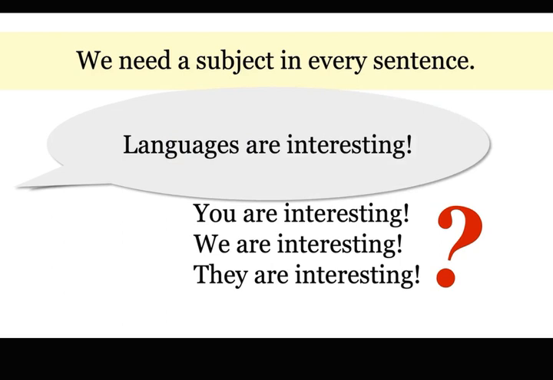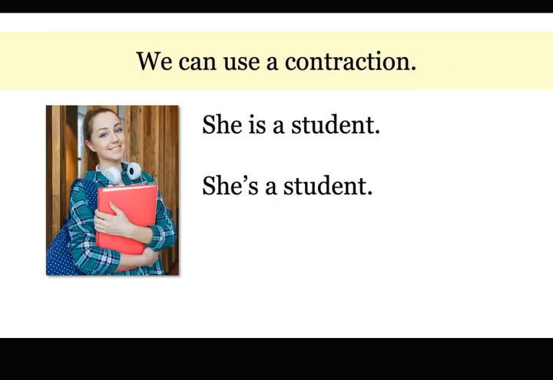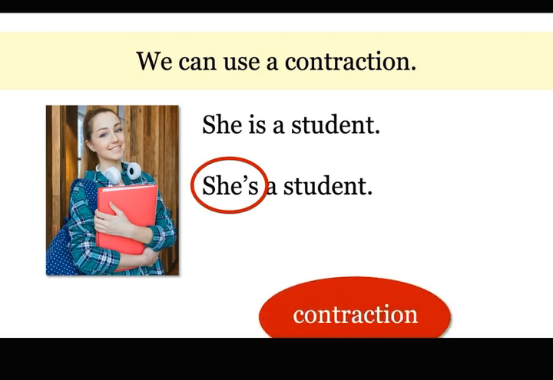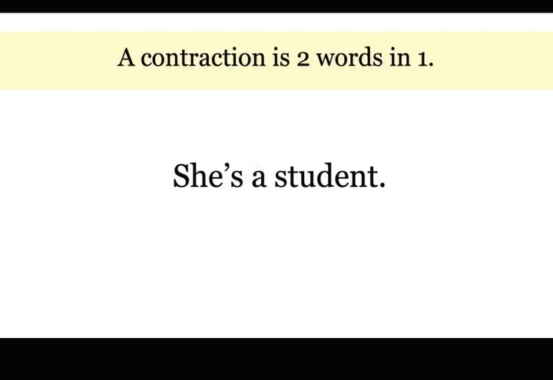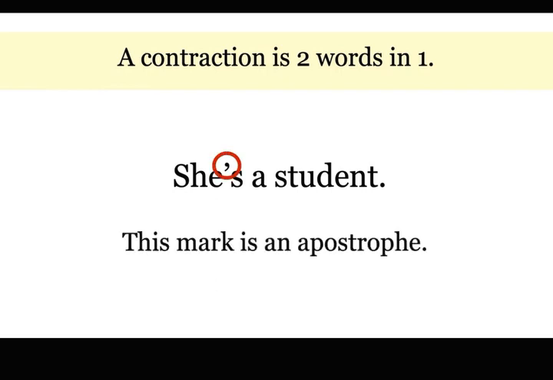Okay, let's look at one more thing about the verb be. We can use a contraction. Look at these 2 sentences. She is a student and she's a student. They sound almost the same. We see the be verb is in the first sentence. In the second sentence, there is just an S. This is called a contraction. A contraction is 2 words in one. This mark here, this mark is an apostrophe, and we use it in contractions.